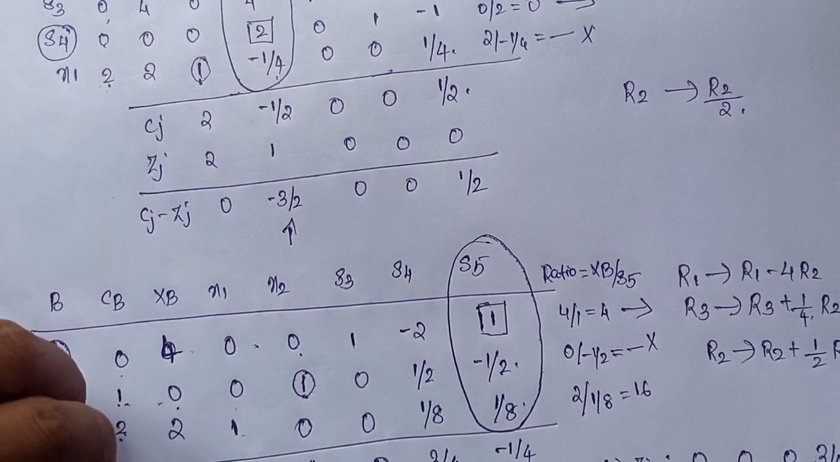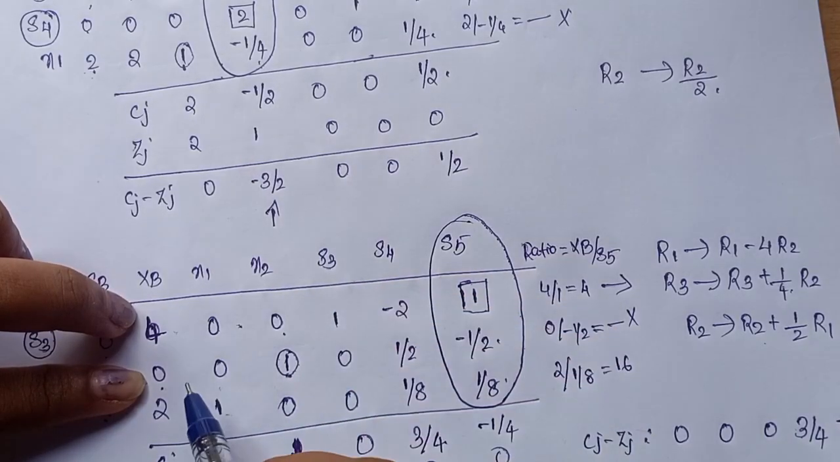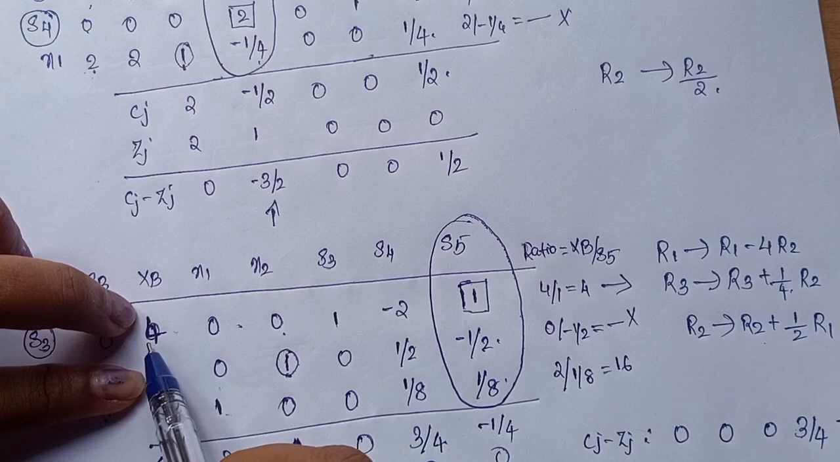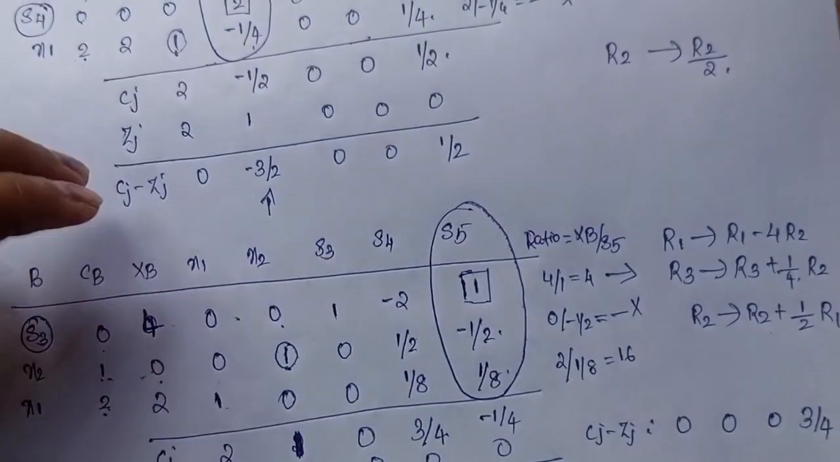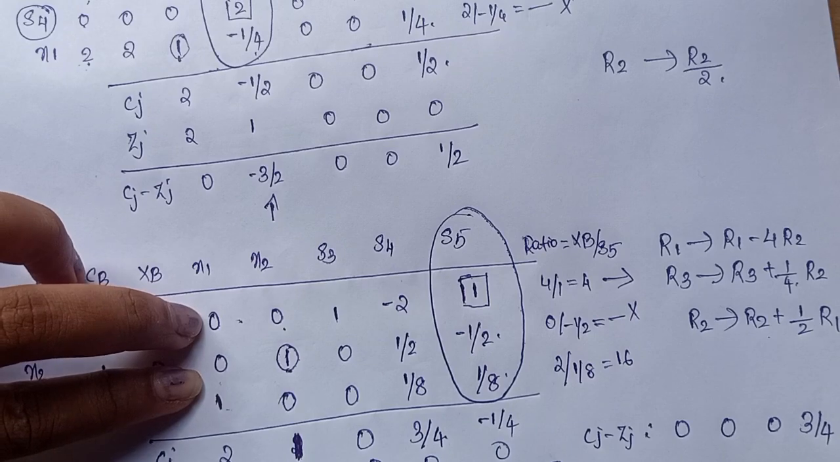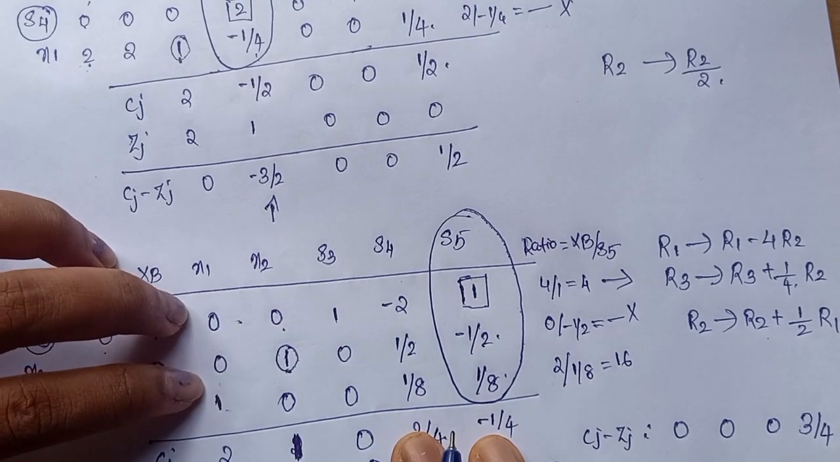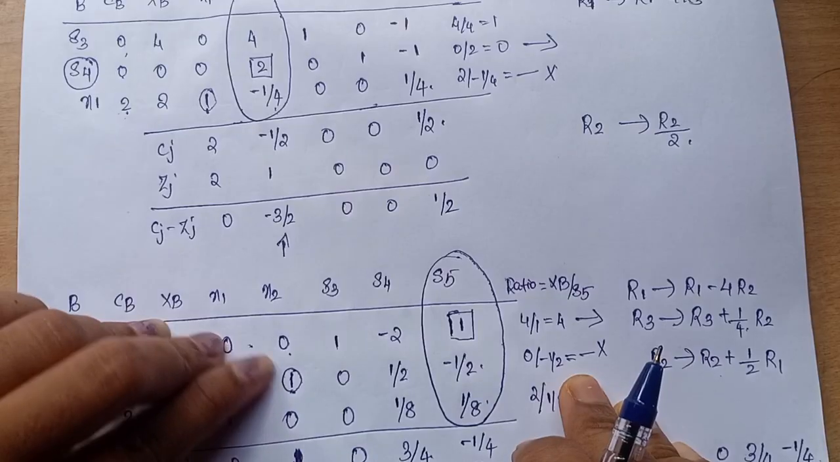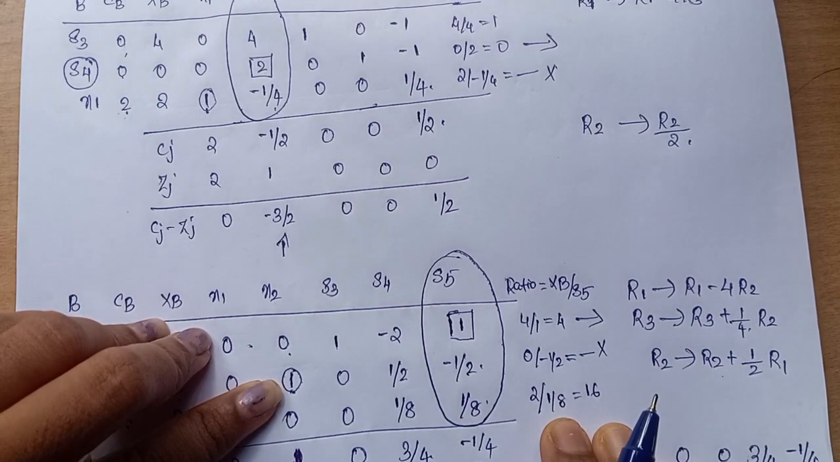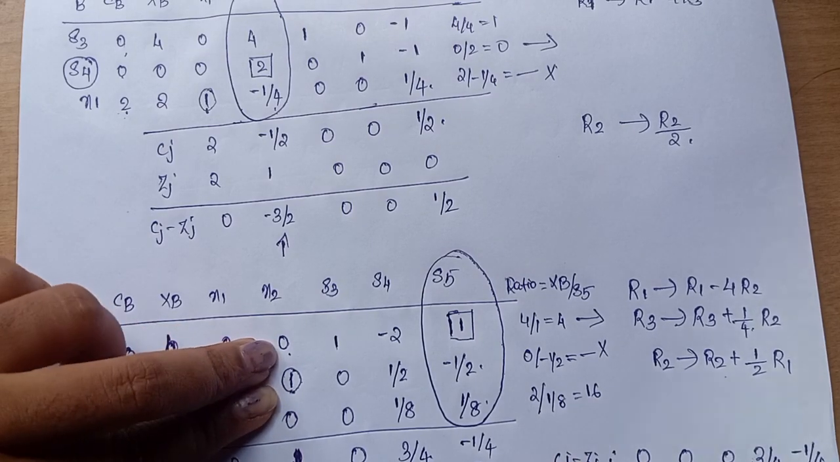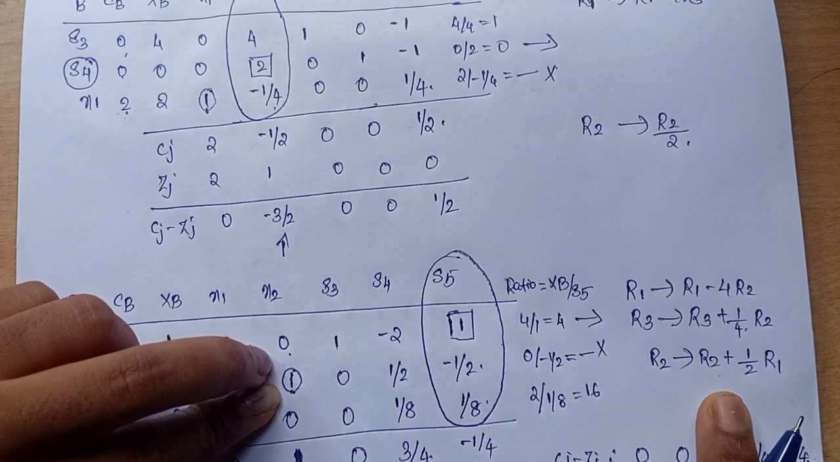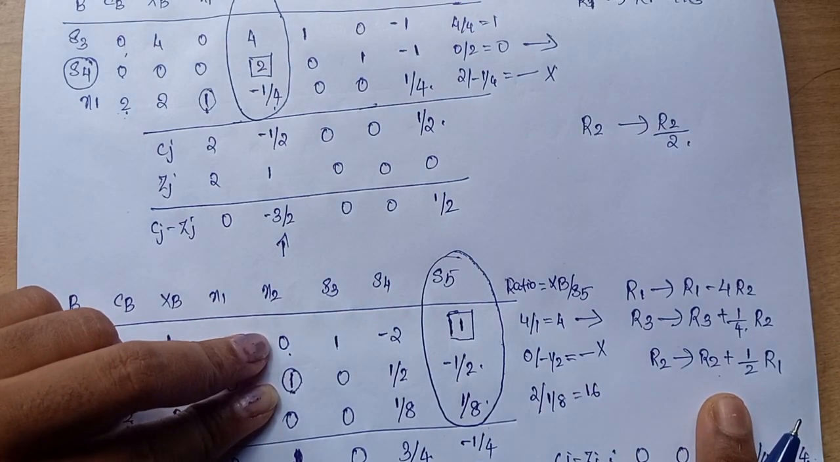So let's see how the values come. R2 plus 1/2 into R1, that is 0 plus 1/2 into 4, equal to 2. So this is 2. And here both the elements are 0, that is 0 plus 1/2 into 0, that is 0 plus 0 equal to 0. Elements are 0 and 1, that is 1/2. Here the elements are 0 and 1, so we get 1 plus 1/2 into 0, that is 1 plus 0 equal to 1.